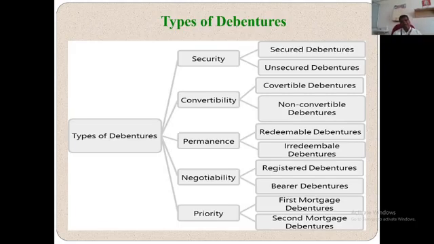Types of debentures. Debentures are classified into 5 categories: on the basis of security, on the basis of convertibility, on the basis of performance, on the basis of negotiability, and on the basis of periodicity. Security: secured debentures and unsecured debentures. Convertibility: convertible debentures and non-convertible debentures. Performance: redeemable debentures and irredeemable debentures. Negotiability: registered debentures and unregistered debentures. Periodicity: first mortgage debentures and second mortgage debentures.